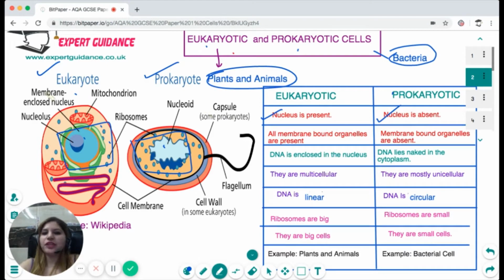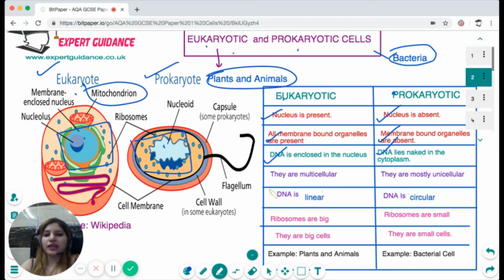Apart from the nucleus, in the eukaryotic cell you can see they have those organelles which have a membrane around them. So all membrane-bound organelles are present in a eukaryote, for example mitochondria, but these membrane-bound organelles are absent from a prokaryotic cell. The next difference is, since the nucleus is absent, in the eukaryotic cell the DNA is enclosed in the nucleus, but in a prokaryotic cell, it lies naked in the cytoplasm as it has no nucleus.